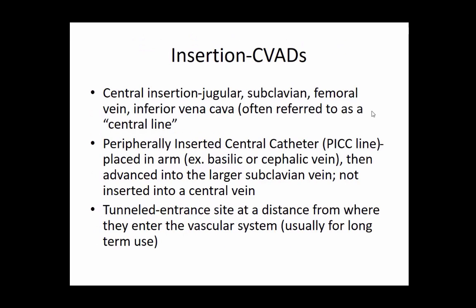For insertion of CVADs, you have to decide: is it central or peripherally inserted? If it's central, it's going into the jugular, subclavian, femoral, or the inferior vena cava. That's often referred to as a central line. A peripheral line, or PICC line, is placed usually in the basilic or the cephalic vein of the arm, and then it's advanced from there into the larger subclavian vein. It's not going into a central vein like the inferior or the superior vena cava. The word tunneled means the entrance site is at a distance from where the surgeon has entered the vascular system. So tunneled CVADs are usually for long-term use.